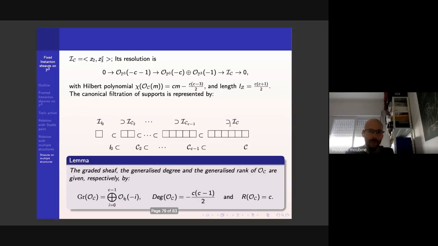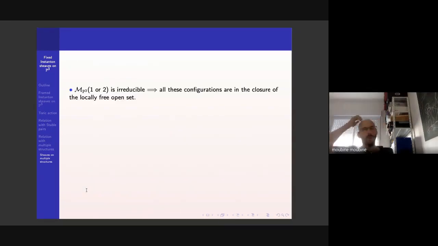Okay, so here we can compute the graded object for the structural sheaf of the support curve, and its generalized degree and rank. Let me just tell you this final remark. In the case of charge 1 and 2, we know that the moduli space is irreducible. So all these configurations should be in the closure of the locally free open set. But in general, this is a hard problem.